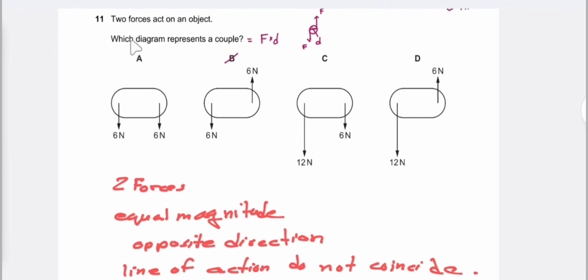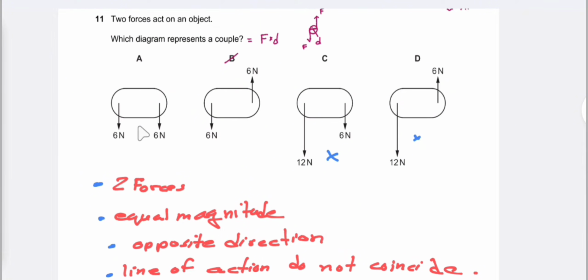Two forces act on an object. Which diagram represents a couple? So a couple consists of two forces of equal magnitude but acting in opposite direction whose lines of action do not coincide.